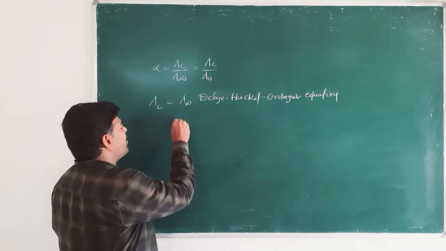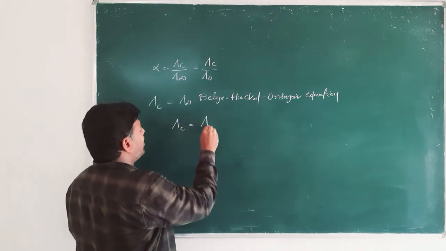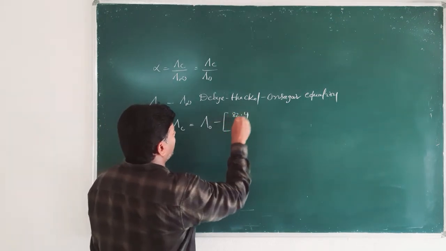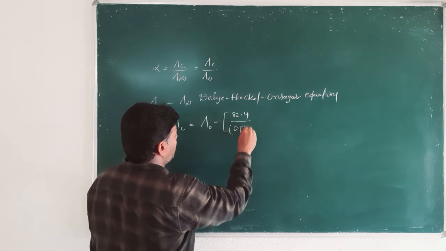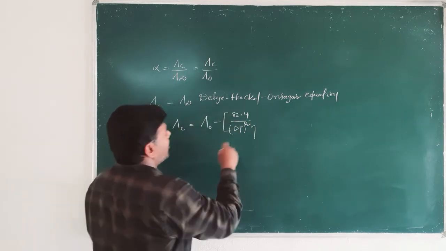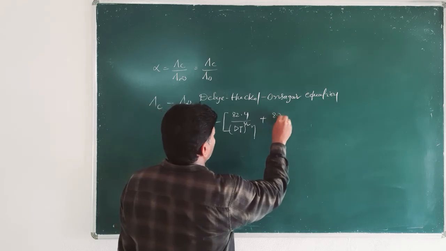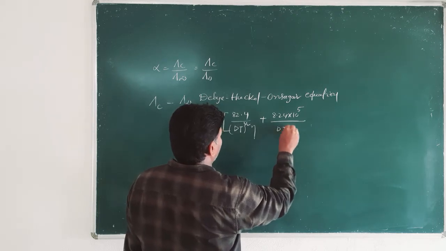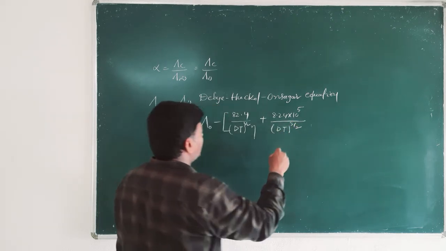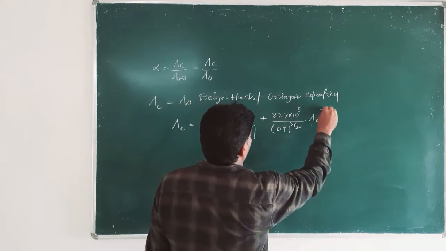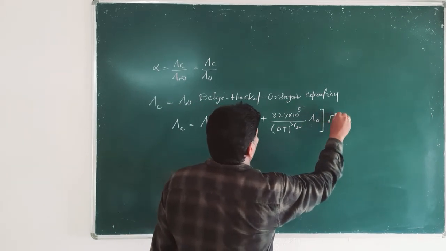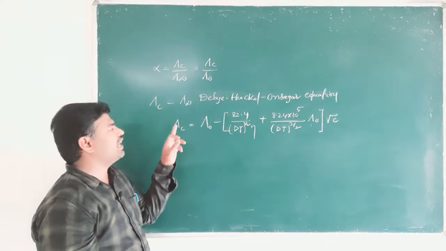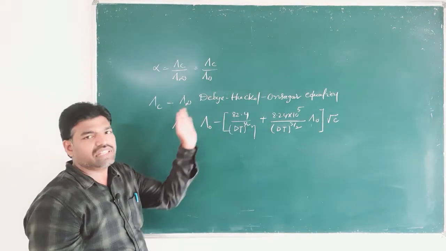That equation is lambda c is equal to lambda naught or lambda infinite minus [82.4 by (dT)^(1/2) eta plus 8.24 into 10^5 by (dT)^(3/2) into lambda naught] into root c. They found a relation between lambda c and lambda naught with this equation.